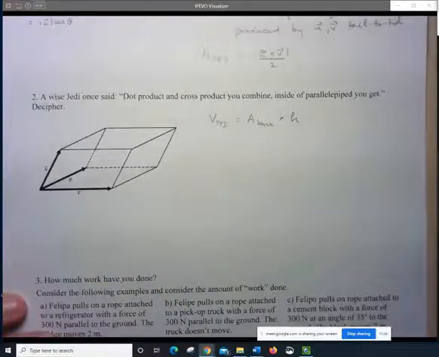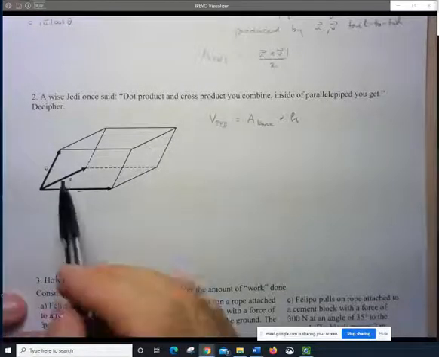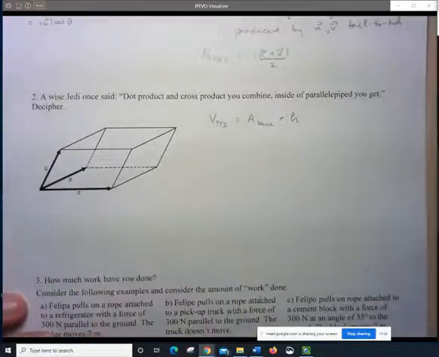No, not necessarily. Like a rectangular prism, it doesn't matter which one I call the base. But there's something very important about the height. It has to be perpendicular to the base.